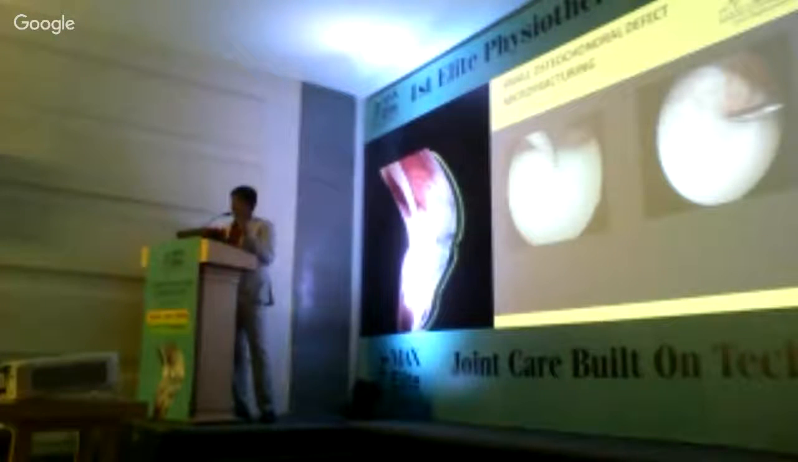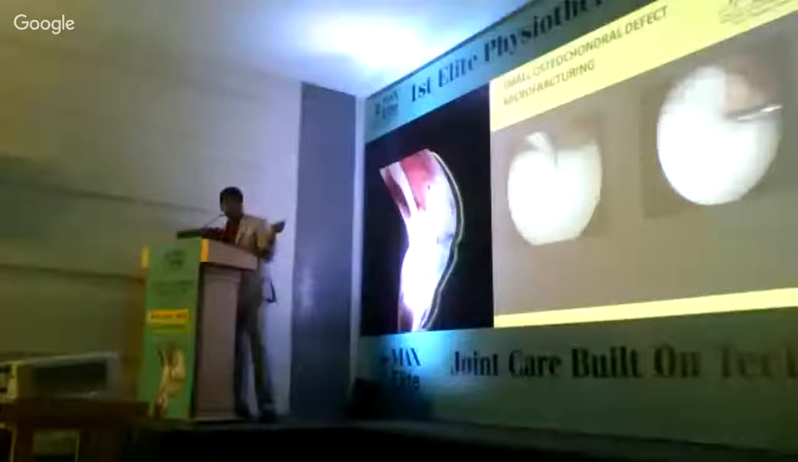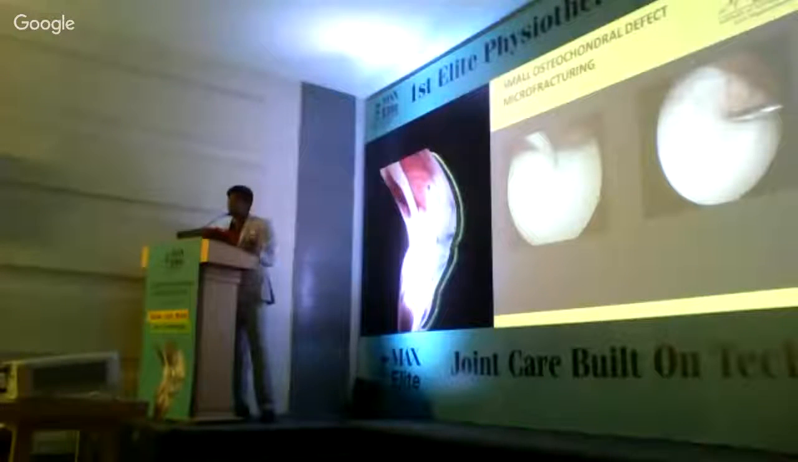Today also we had a patient with a small osteochondral defect in the medial femoral condyle. Such defects are usually addressed by microfracture, wherein we put some drill holes in the condyle so that the blood comes out and it heals by fibrocartilage.